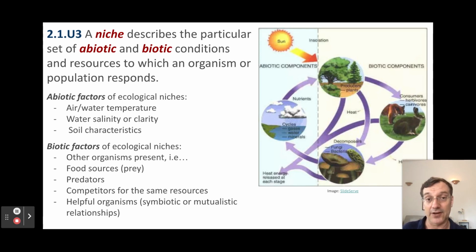The biotic factors, the living factors of an ecological niche, essentially are the way that an organism interacts with other living parts of its environment. So what does it hunt? What hunts it? Who are its predators? Who are its prey? What about the competitors for the same types of resources? What about those organisms that help it survive? So you have symbiotic relationships or mutualistic relationships. And you should be able to give some examples of each one of those types of biotic relationships.